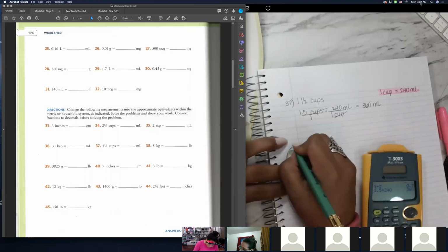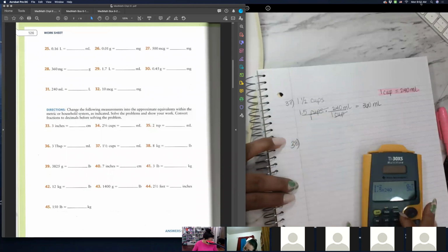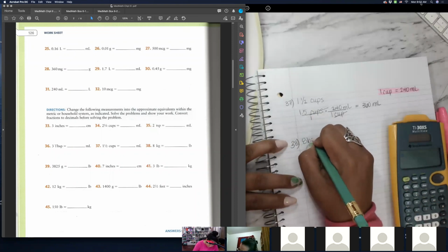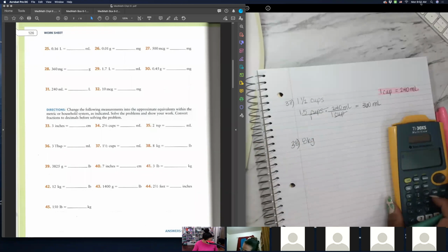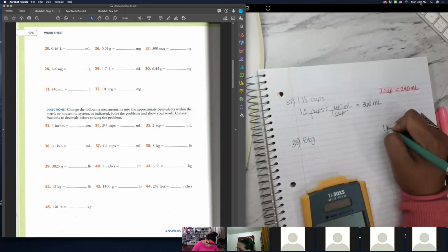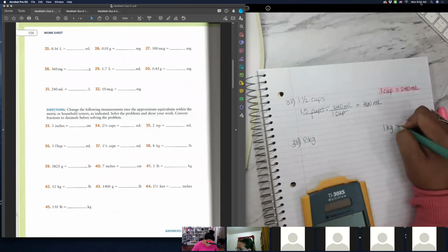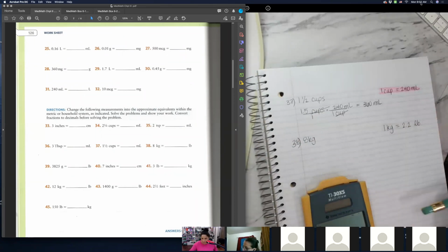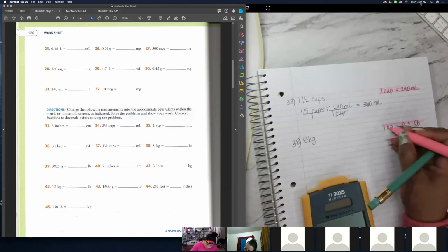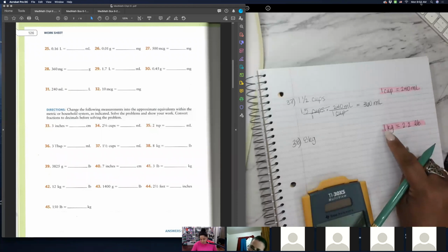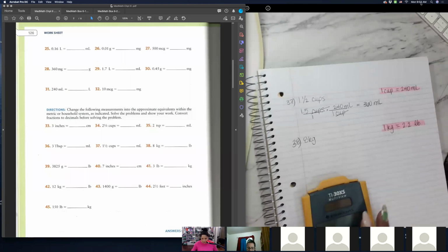Okay, so number 38. We want to convert 8 kilograms to pounds. So for this class, we want to use 1 kilogram is equal to 2.2 pounds. Again, don't look this up. Don't use another rounded value with more decimals. For this class, you're going to use 1 kilogram is equal to 2.2 pounds. That's it.